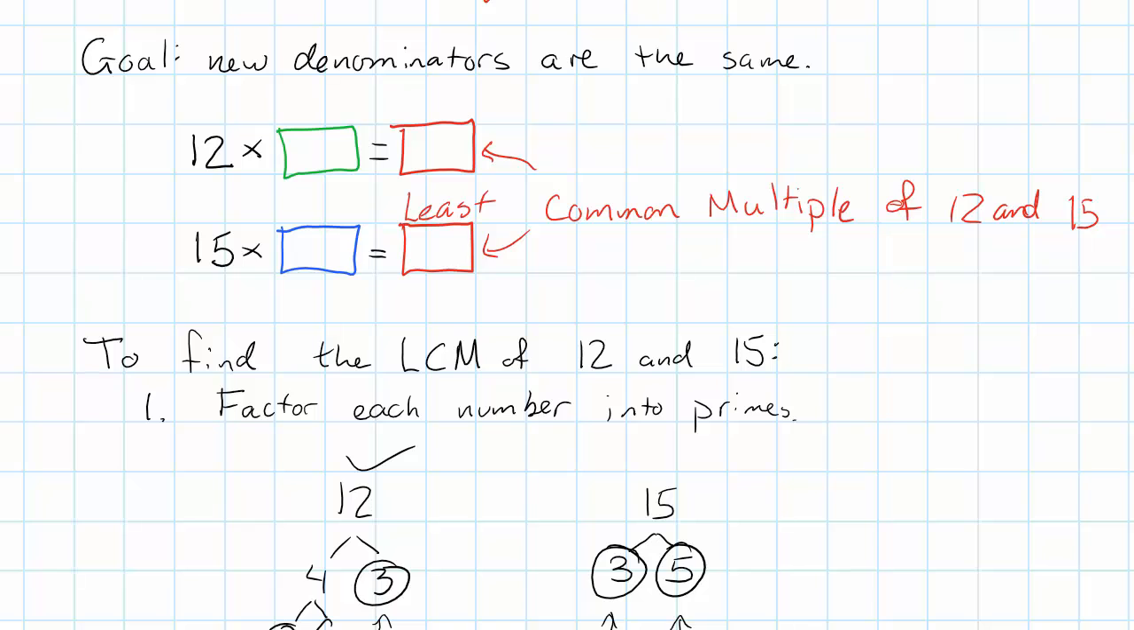Right. Our least common multiple is going to be 60. And to get 60, we need to take 12 times 5. We need to take 15 times 4.